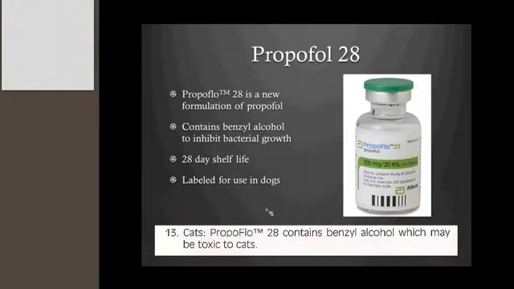It is labeled for use only in dogs. What it actually says on the product insert for cats is that it contains benzyl alcohol, which may be toxic to cats. So when Abbott did this, they did it with the knowledge that it would be great for dogs, not for cats, and they don't label it for use in cats at all. Could you give it to a cat? Well, you probably could. And most of the time, you're not going to have a problem. But if you ended up with a cat that had a toxic reaction to this, it'd be hard to defend because Abbott's actually telling you don't do it.